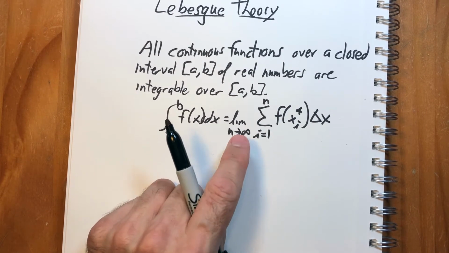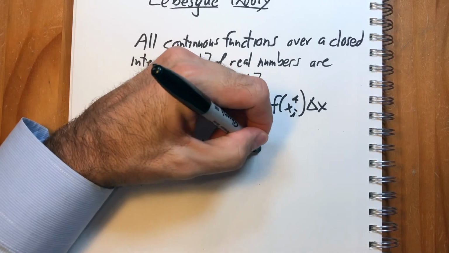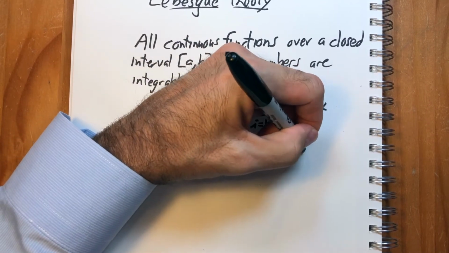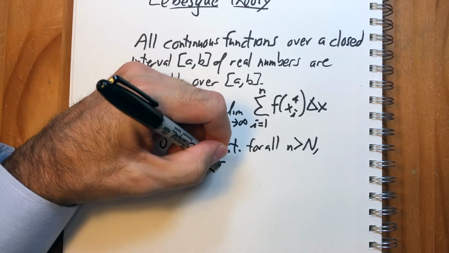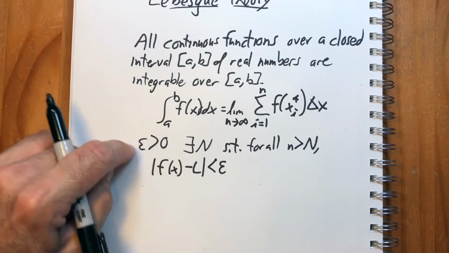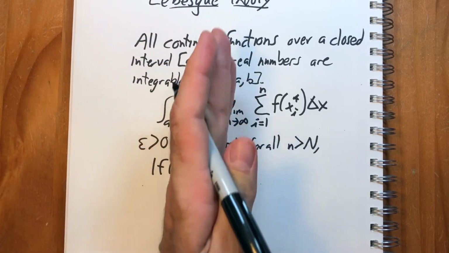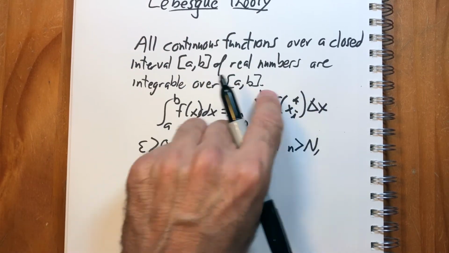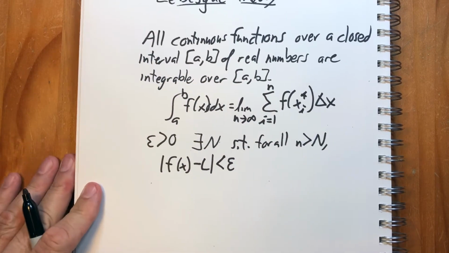So we need to show that for every epsilon greater than 0, there exists a number capital N such that for all n greater than capital N, the distance from f of x to L is less than epsilon. Right, so what we need to show is that for every epsilon here, there's some point after which these sums are all going to be close to the value of the integral.